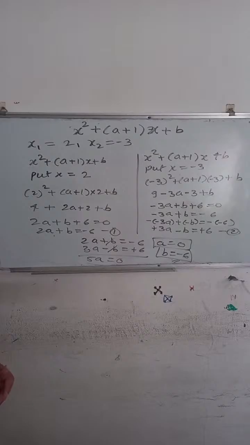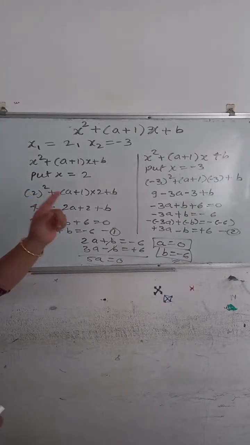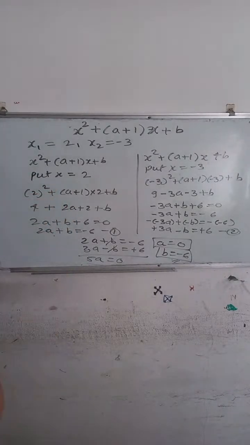So it's a 1 mark question, but how to solve it if the two factors are given and they are asking for a and b? Put the values separately and then you will get the relation between a and b for each factor, and then you can solve that by the elimination method. Are you getting this? Copy this.